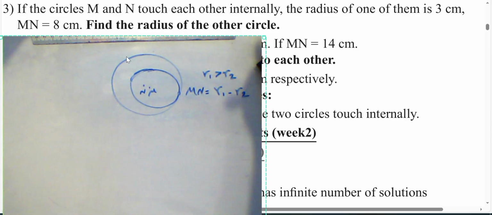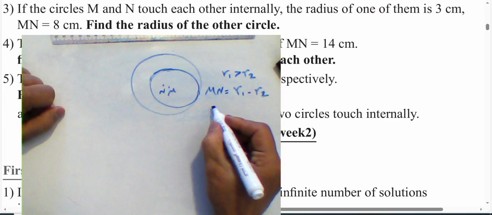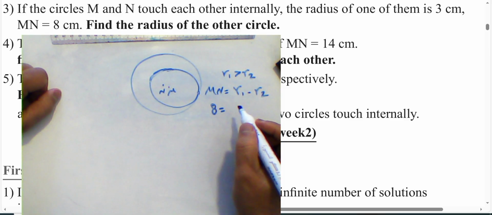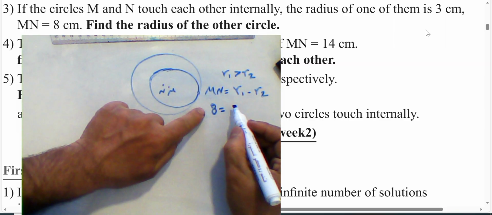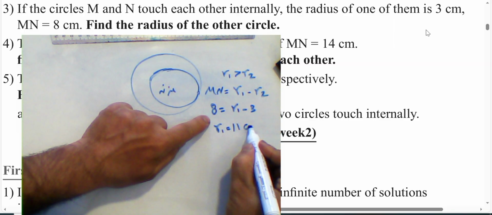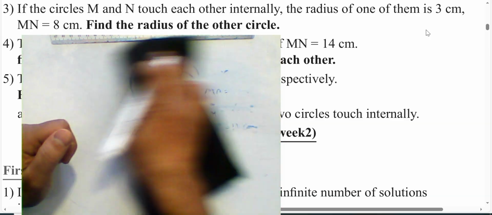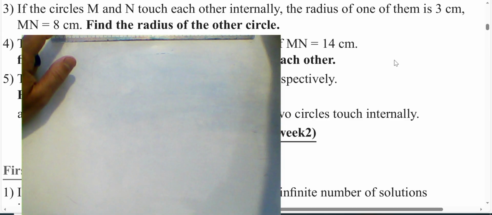Find the radius of the other circle. Give me here, MN was 8 centimeters, equal, he wants to find the radius of the other. He gives you the radius of one of them, 3, then 8 equals radius 1 minus 3, then radius 1 will be 8 plus 3 equals 11 centimeters. Then the radius will be 11 centimeters. Understood? Next question.